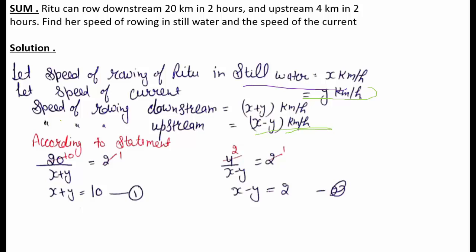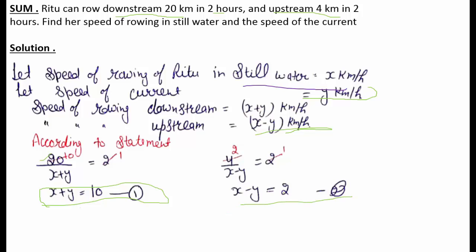Now according to the statement, first, Ritu can row downstream 20 km in 2 hours. You know that time equals distance upon speed. So, distance is my 20 km and speed in downstream is x plus y. So, this will become x plus y equals 10, and this is my first equation. Now, for second, we have given upstream 4 km in 2 hours, then 4 divided by x minus y will become 2. So x minus y equals 2. This is my second equation.